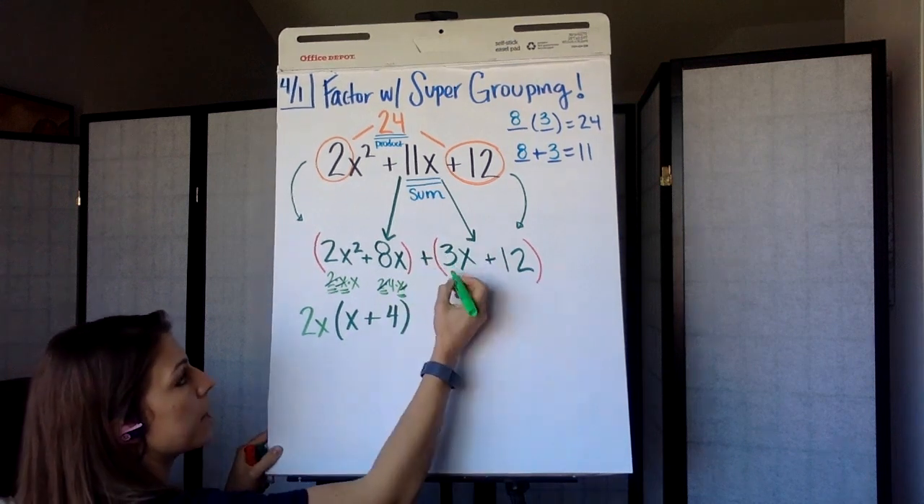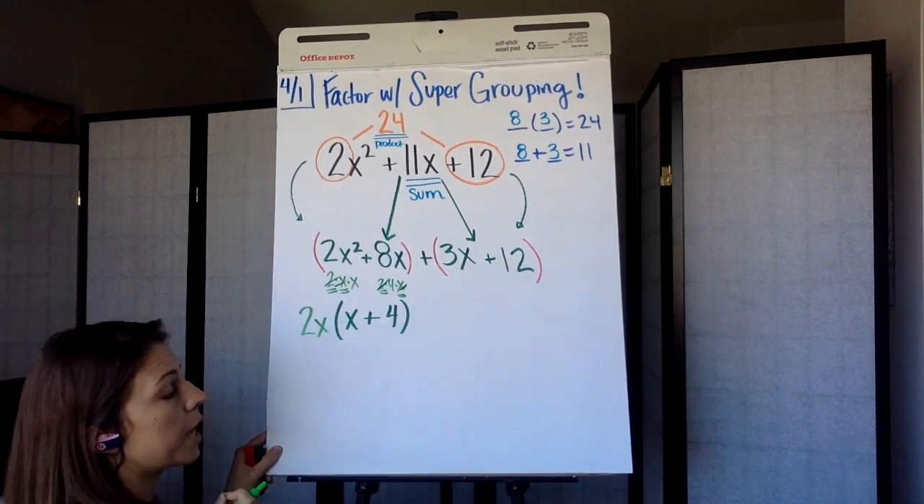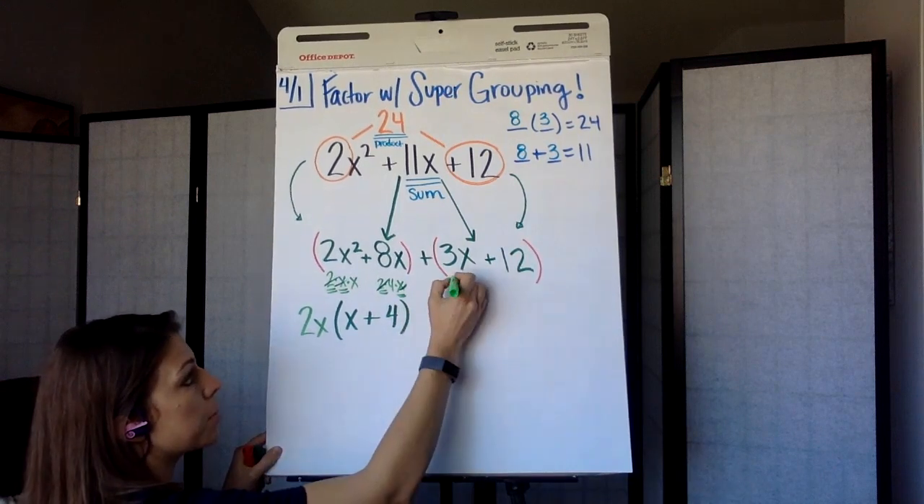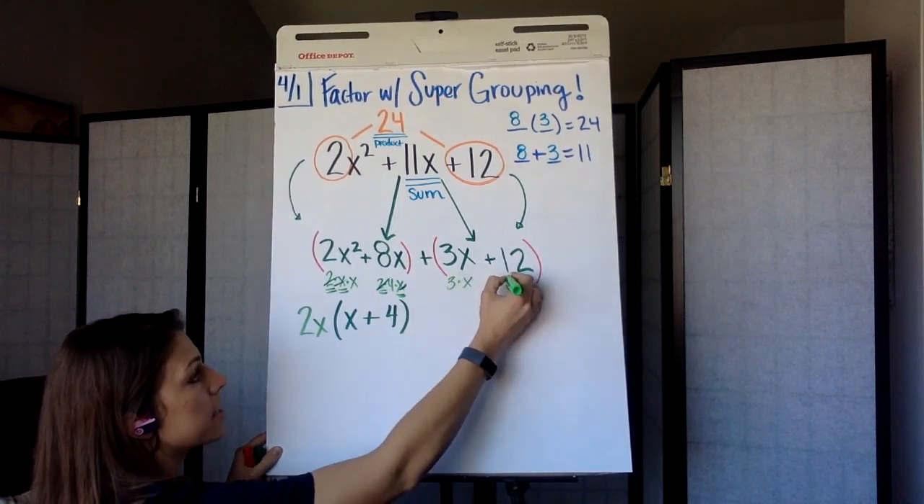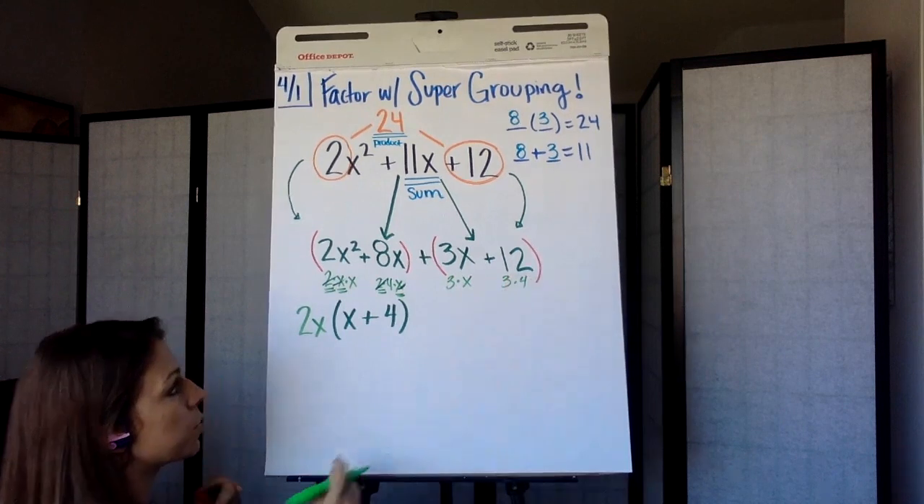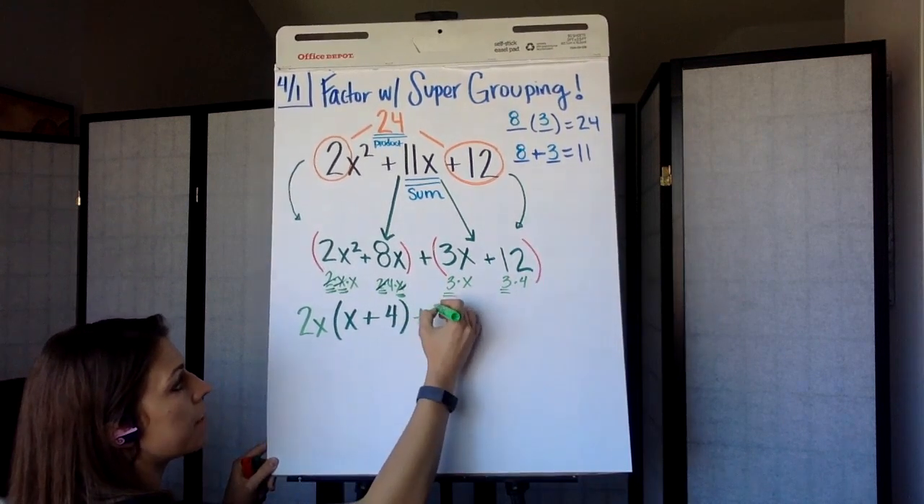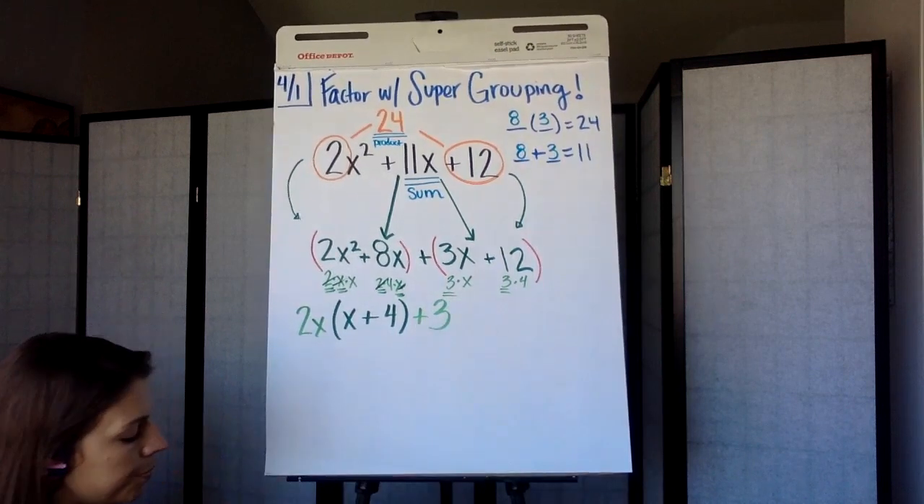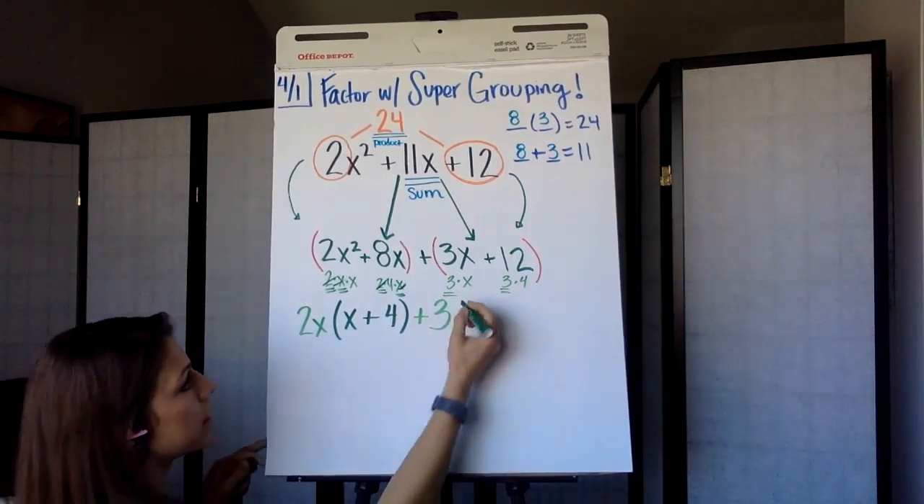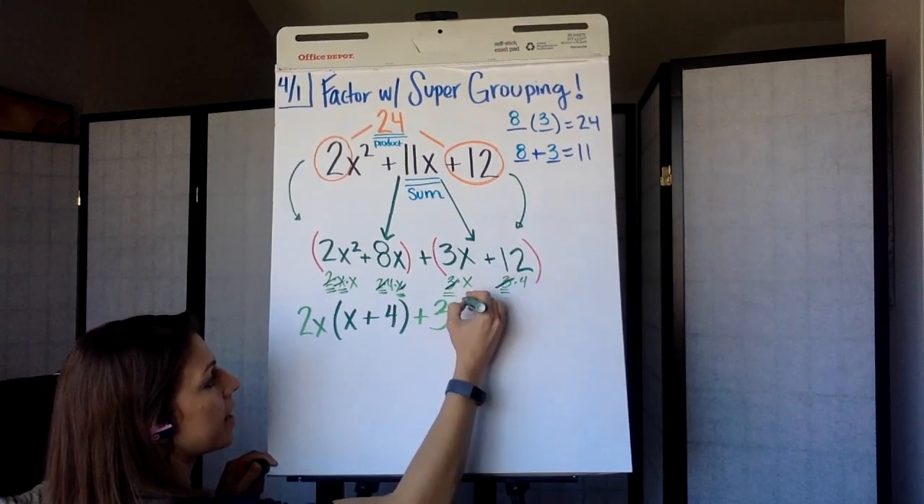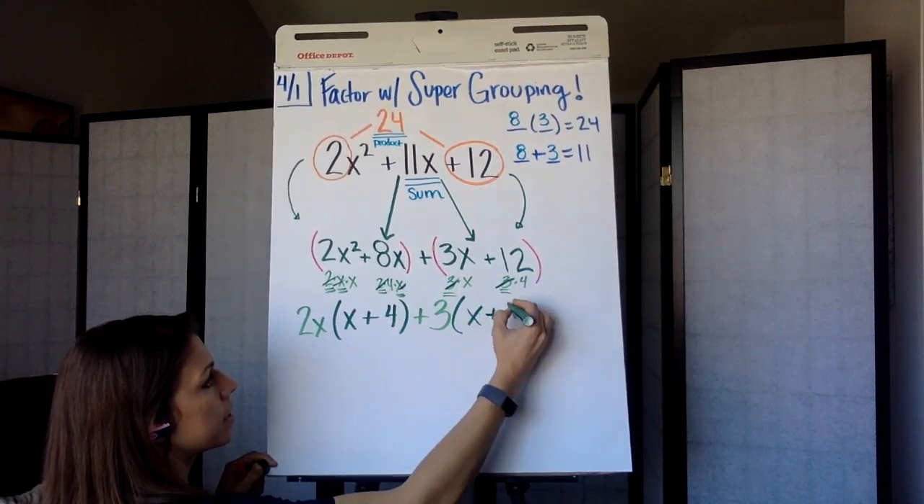So let's look at this one. What is the greatest common factor of 3x and 12? I know 3 goes into both. This is 3 times x. This is 3 times 4. Since they both have 3 in common and it's a positive 3, I'm factoring out a positive 3. And I'm left with, look at that, x plus 4.